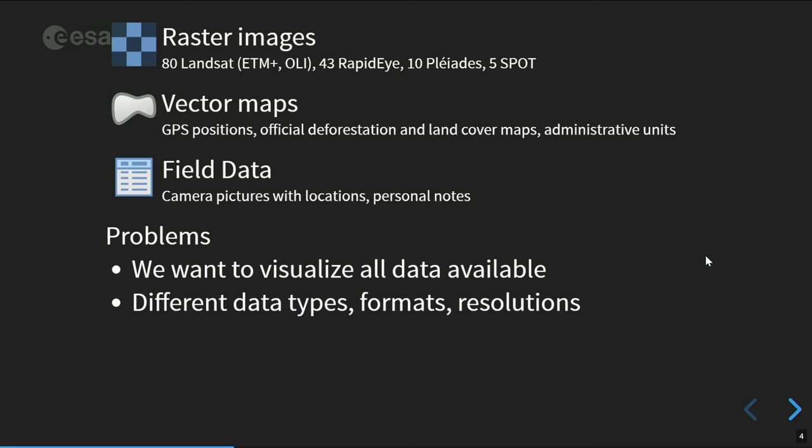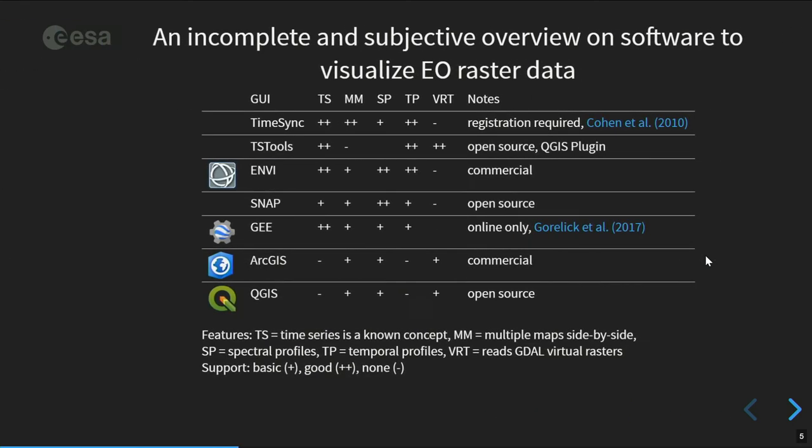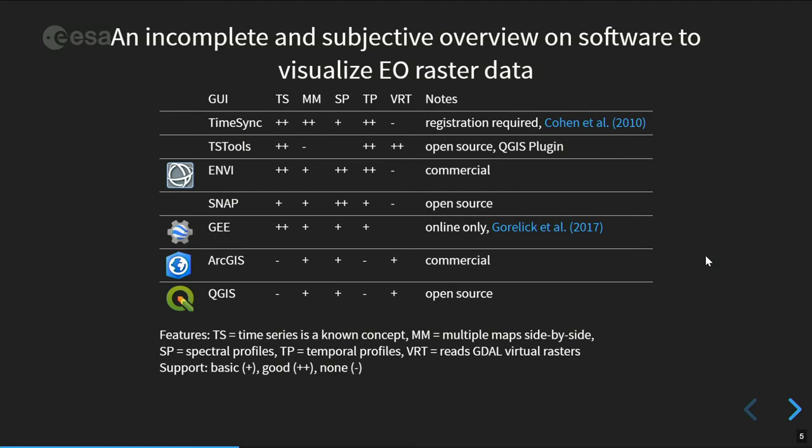Overall, we have the problem that we like to use all the data that is available for the visual interpretation of what happens on the ground. But this became quite challenging because we have data of different data types, sensors, resolutions, and so on. So we had a look at which solutions exist to visualize these types of data, and we had the feeling that there are many specific solutions to visualize specific data and specific sensor data, and they all have nice features and advantages, but on the other hand, they also miss some features.